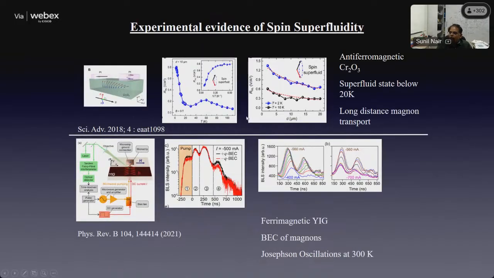So far, there has been only one real, or maybe two real examples of it. So one was in a very strange system, chromium oxide, Cr2O3. This was a paper in Science Advances a few years back. And what they showed was that below around 20 Kelvin, they see a very sharp rise in what is effectively the spin current. And when they do a distance dependence on it, they see that you have a long-lived spin current which mimics what we would expect in a spin superfluid state.